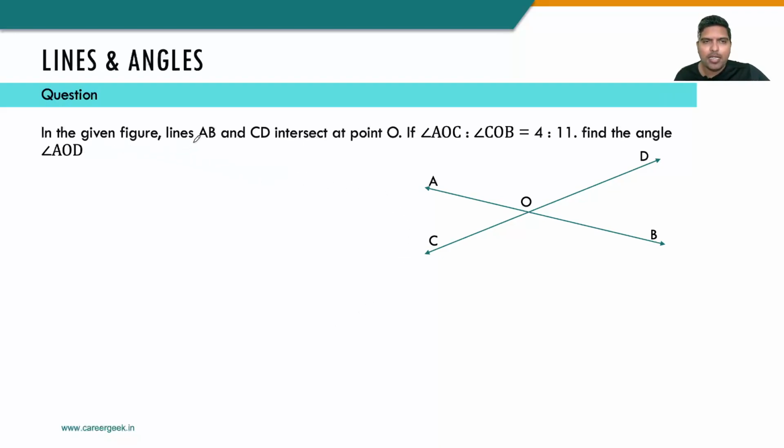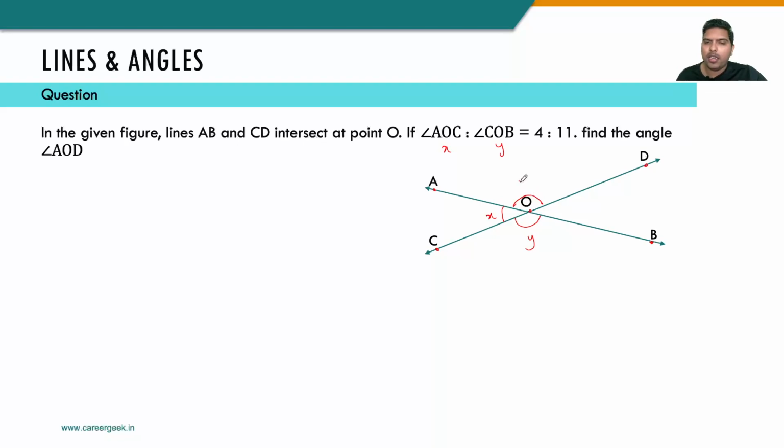In the given figure, lines AB and CD intersect at O. Let's say, if angle AOC is this, and angle COB is this, in the ratio 4:11. So let's say this is X and this is Y. Find the angle AOD.